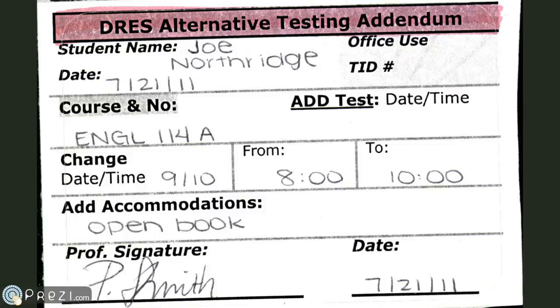If there happens to be alterations to the test format, open book, open note, more time, etc., have your instructor list them in the additional accommodations portions space. Have your professor sign and date the alternative testing addendum, and you should return it promptly to the DRES office.